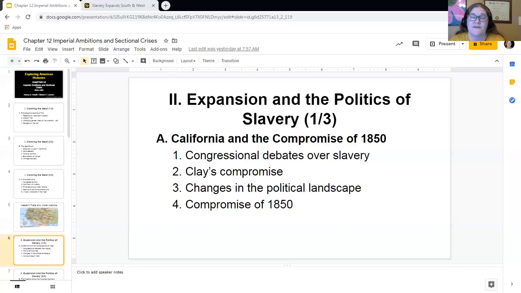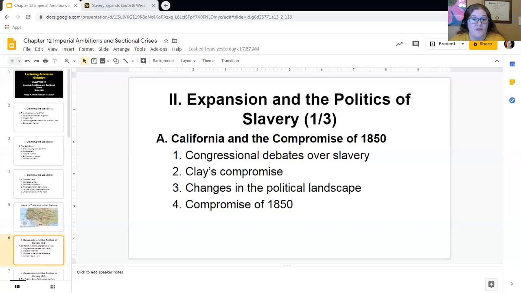So Henry Clay proposes a compromise to settle this issue. And the compromise would first admit California to the Union as a free state. It would grant popular sovereignty to resolve any slavery issues in the remaining land that is acquired from Mexico.